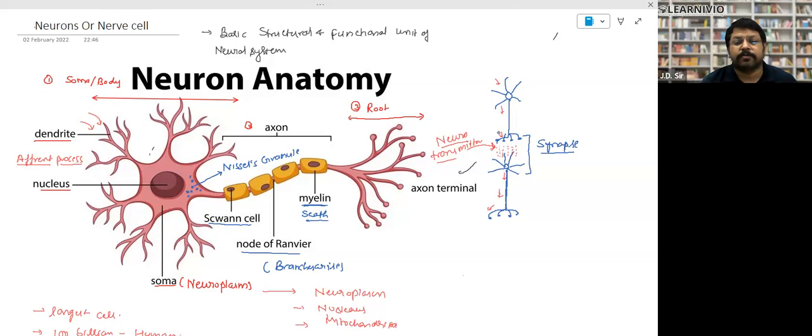Remember these two. And the third question, which I have been asked many times: obviously Schwann cells are responsible for secretion of the myelin. So look, the question comes from the diagram as well. Question comes from the structural part as well. So you need to understand. So neuron is the basic structural unit, and one more question.